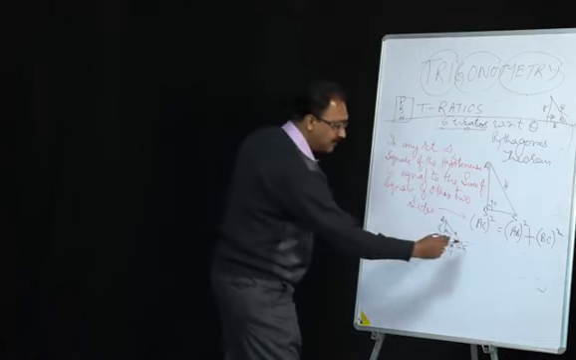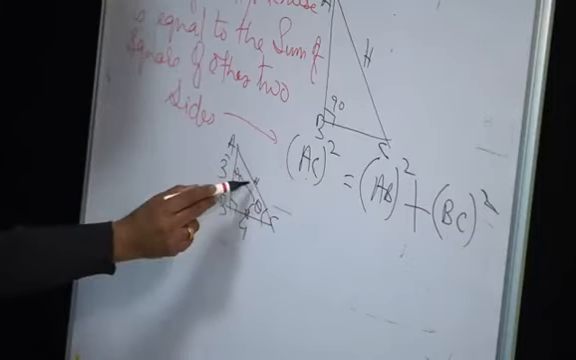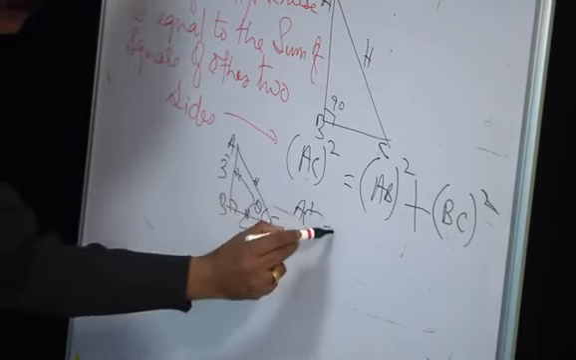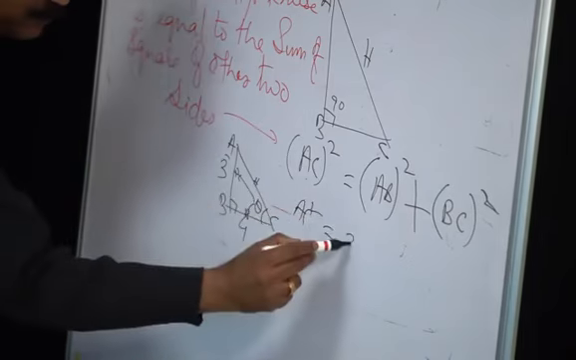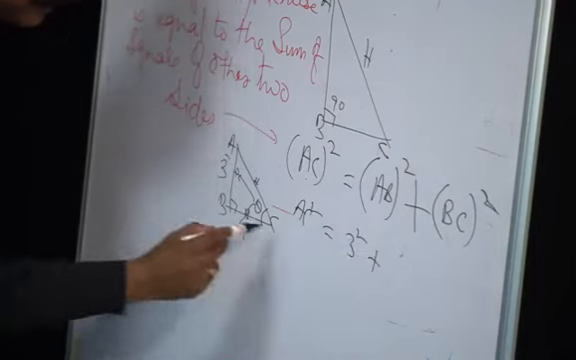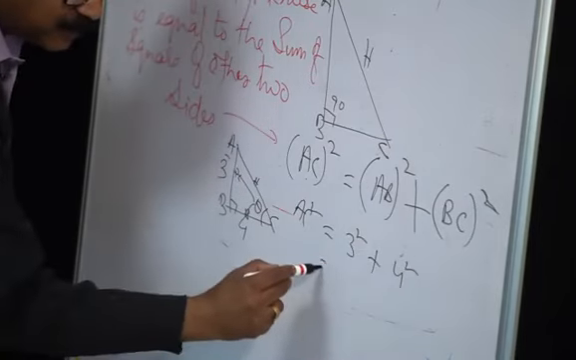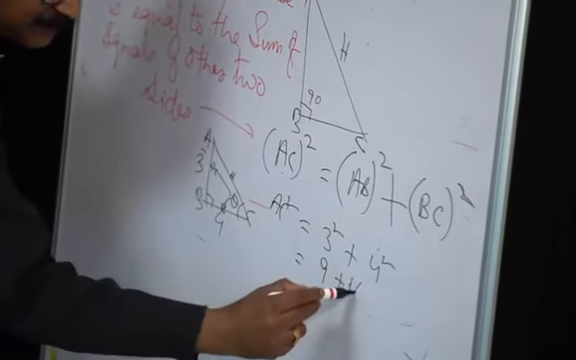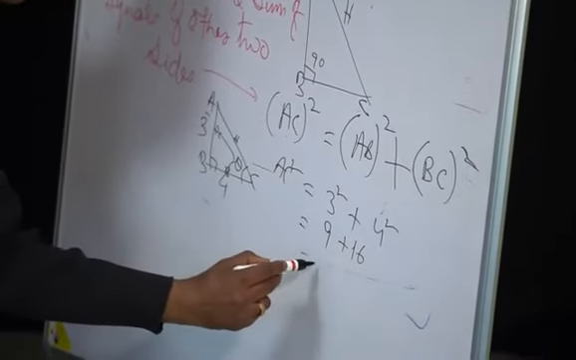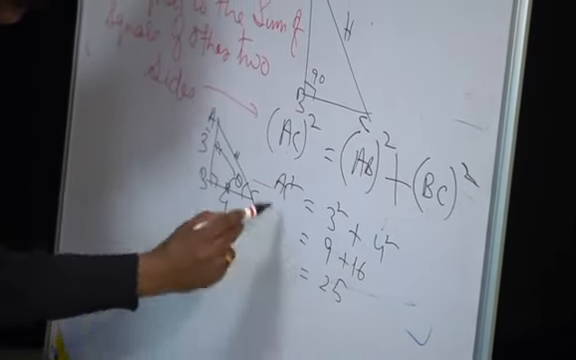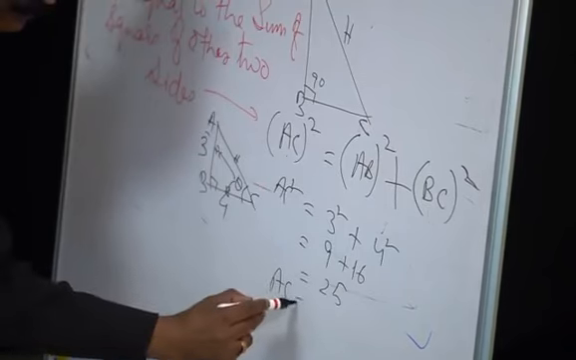What does Pythagoras say? AC square. Look at this, AC square, we don't know AC square. Okay? Equal to AB square. AB is how much? 3 square. Plus BC square. BC is how much? 4 square. So it is 9 plus 16. If you add, how much do you get? 25. AC square is 25.